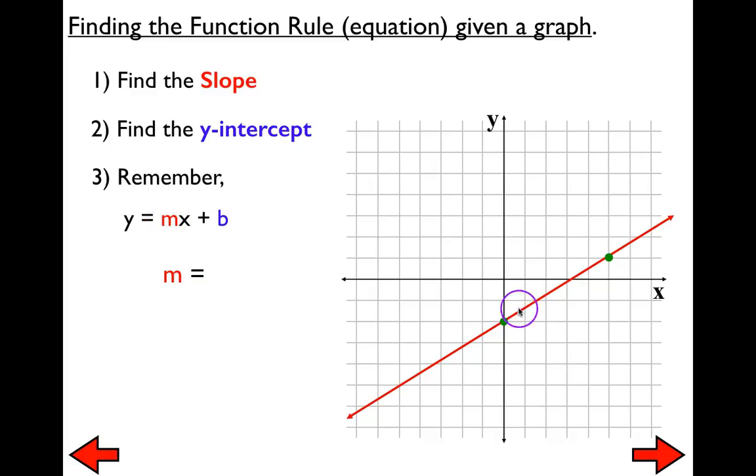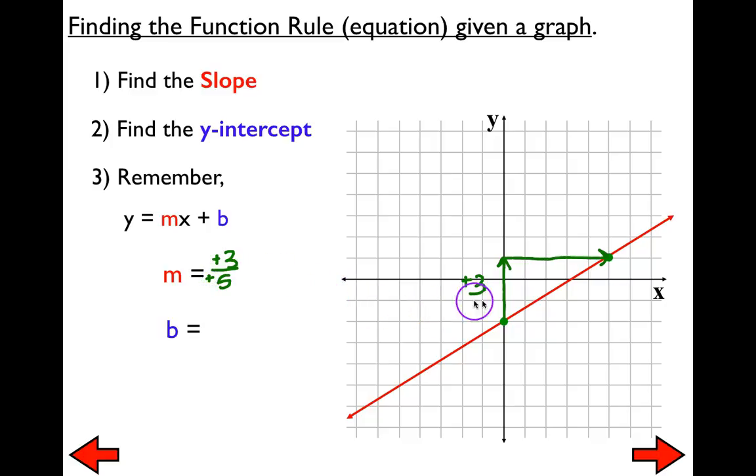M is your slope. So first of all, I noticed that it is going to be positive since it's going up. But let's go ahead and count. It's going up 1, 2, 3. Since it's going up 3, that's a positive 3. And then it's going over 1, 2, 3, 4, 5 to the right. So my slope is positive 3/5.